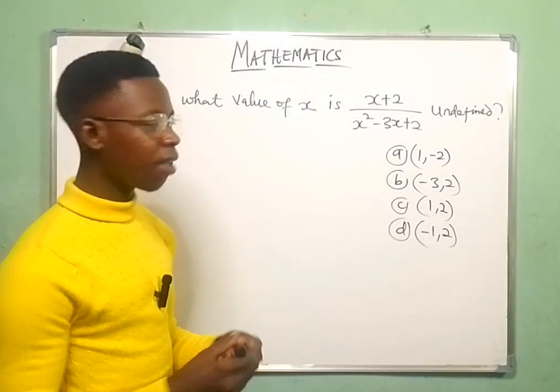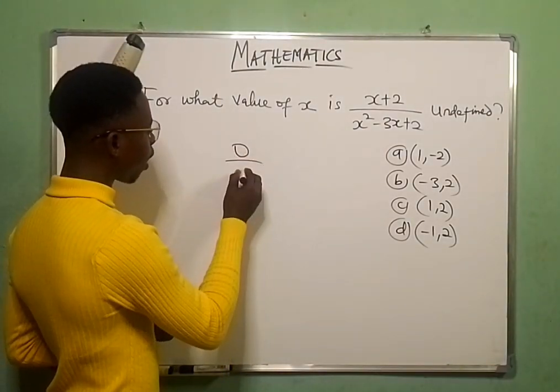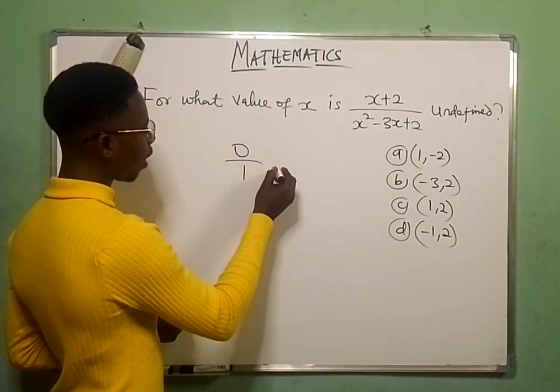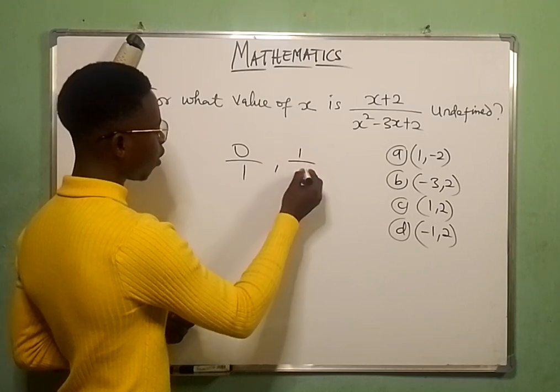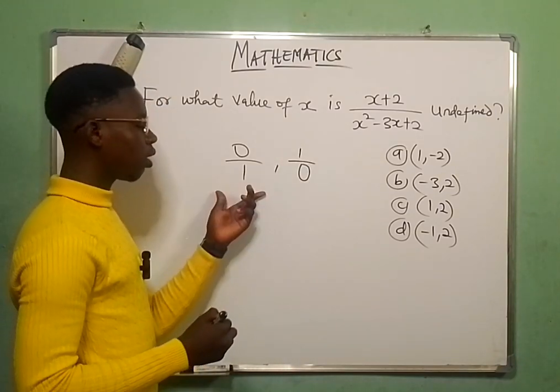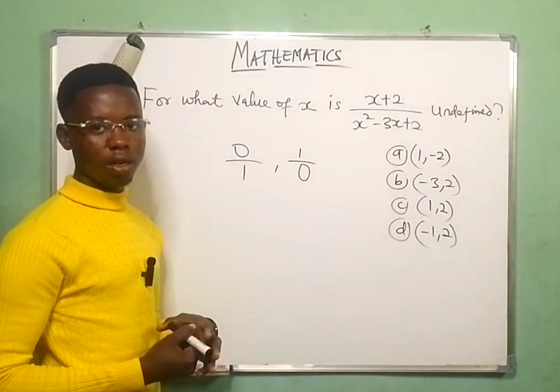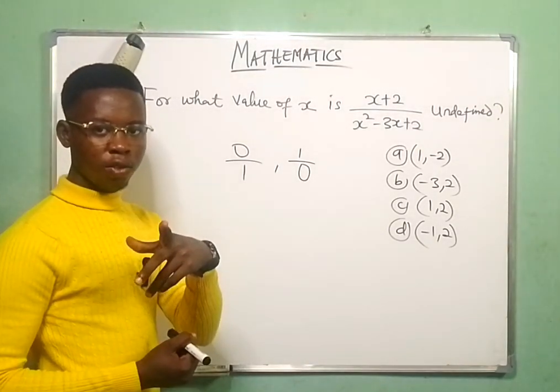Now let's take for instance, if you have 0 divided by 1 and 1 divided by 0. Which one is defined and which one is undefined? Answer that in the comment section.